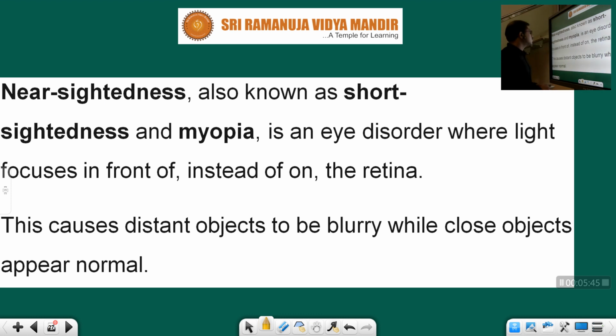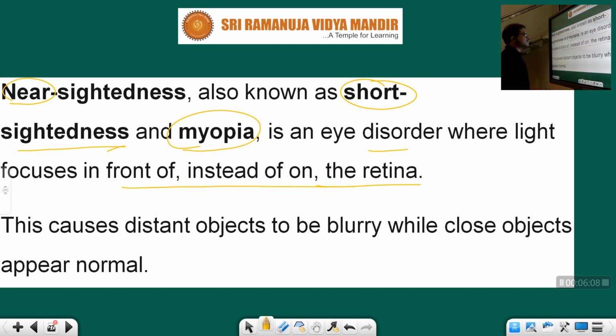Okay, children. Let's see the definition. Nearsightedness, also known as short-sightedness. See, children, sightedness in the sense ability to see, and myopia is an eye disorder where light focuses in front of the retina instead of on the retina.